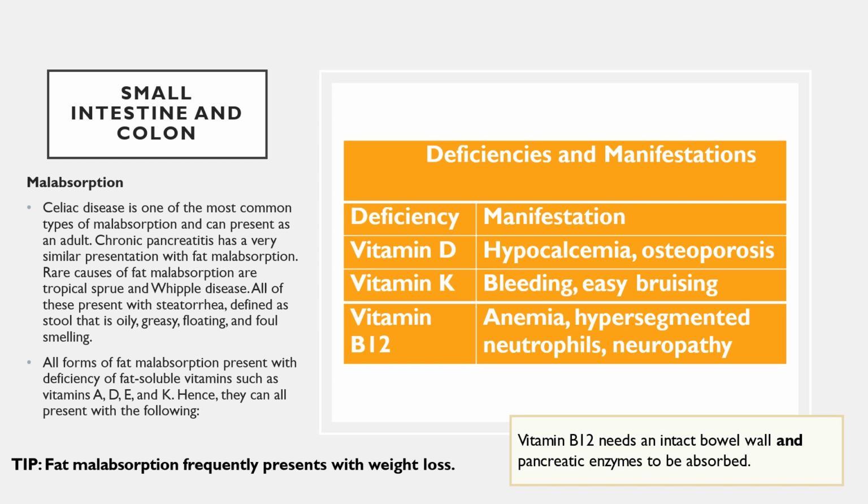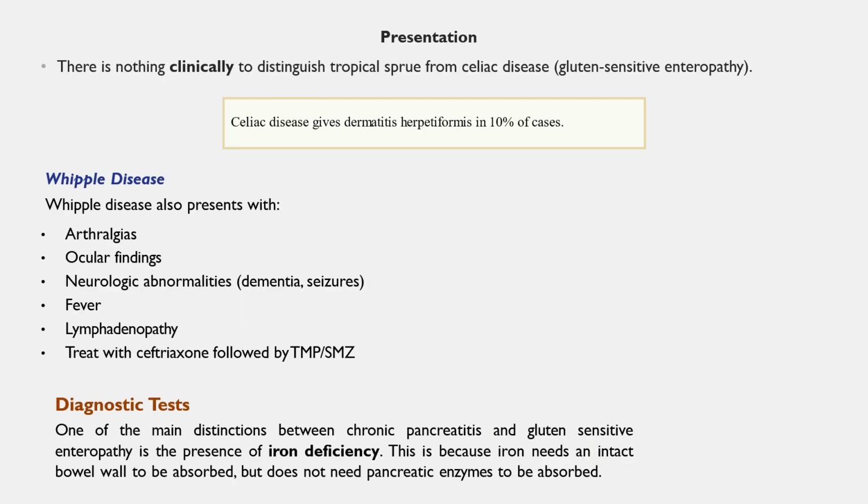Let's go to the next slide. Slide number 3. Slide number 3 discusses tropical sprue and celiac disease. There is nothing clinically which can distinguish tropical sprue from celiac disease or gluten sensitive enteropathy.